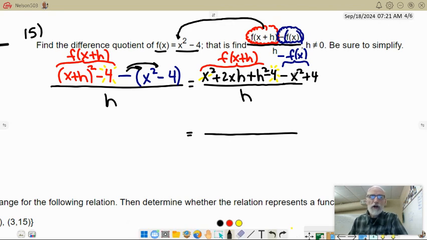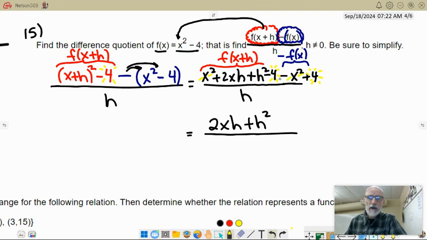Those two guys are gone, right? See where there's a +4 over here. This +4 and that -4 are going to go to 0. So what are we left with? Well, there's a 2xh, so 2xh, and then there's a +h squared, and that's it, right?